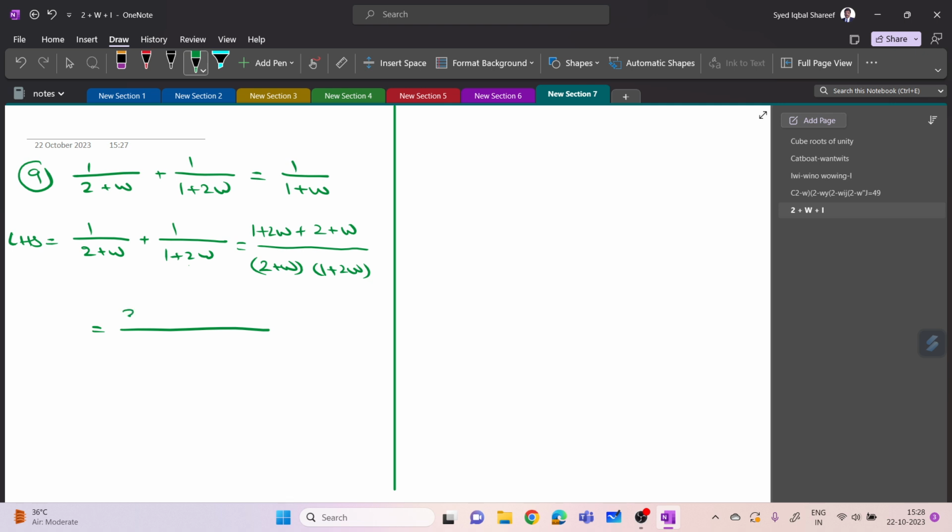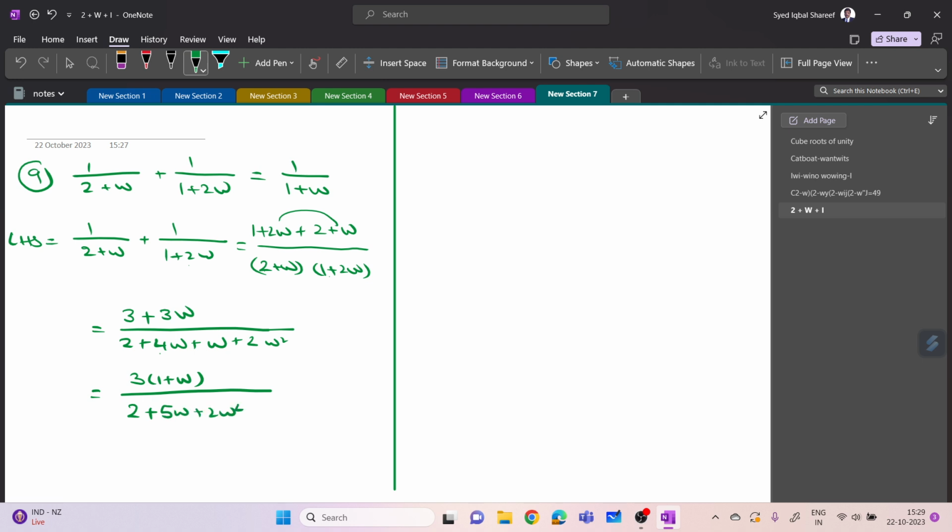Which is equal to 1 plus 2 is 3, 2 omega plus omega is 3 omega. Now multiplying this, 2 into 1 is 2, 2 into 2 omega is 4 omega, omega into 1 is omega, omega into 2 omega is 2 omega square. This thing, 3, I am taking common, 1 plus omega. So the denominator is 2 plus 4 omega plus omega is 5 omega plus 2 omega square.